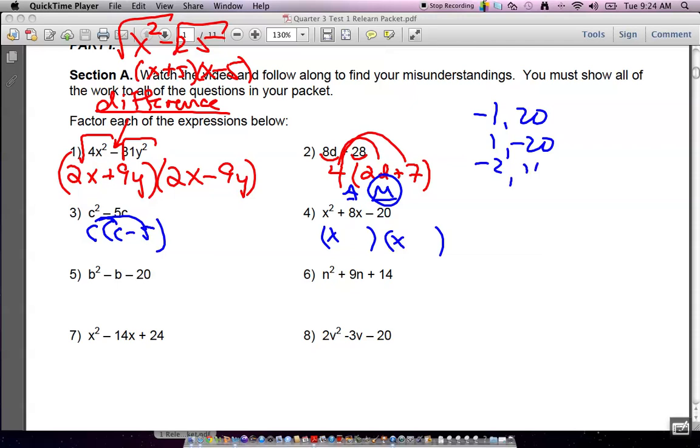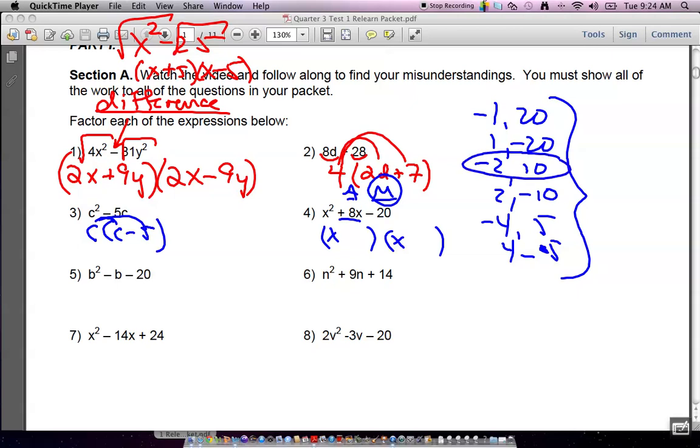There's negative 2 and 10. There's 2 and negative 10. There's negative 4 and 5. And there's 4 and negative 5. So which of these combinations can give me a positive 8? And I would say those 2 add up to 8. So my factors are going to be x minus 2 and x plus 10.